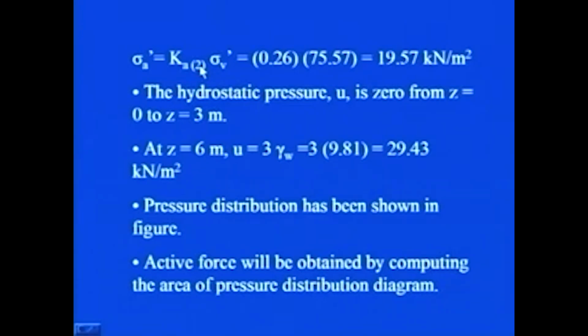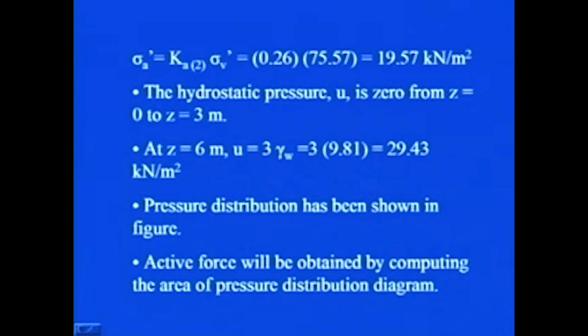Since here there is no change in the soil strata, we simply multiply by Ka2, the coefficient of lateral earth pressure for the bottom soil layer, to obtain the active pressure at z is equal to 6, and the value is 0.26. So 0.26 into 75.57 results in 19.57 kilonewton per meter square. Now, this was all due to the presence of backfill soil.